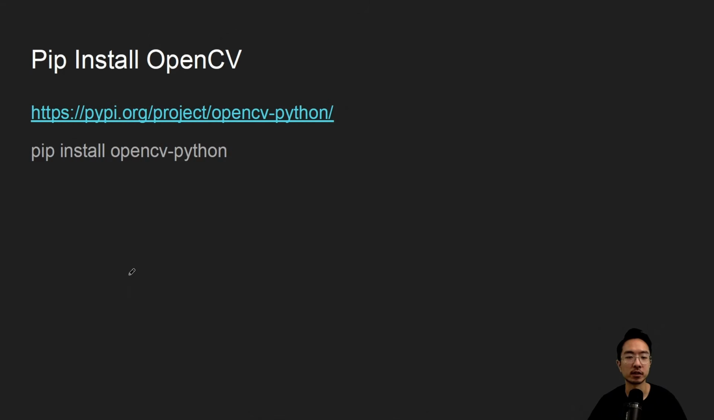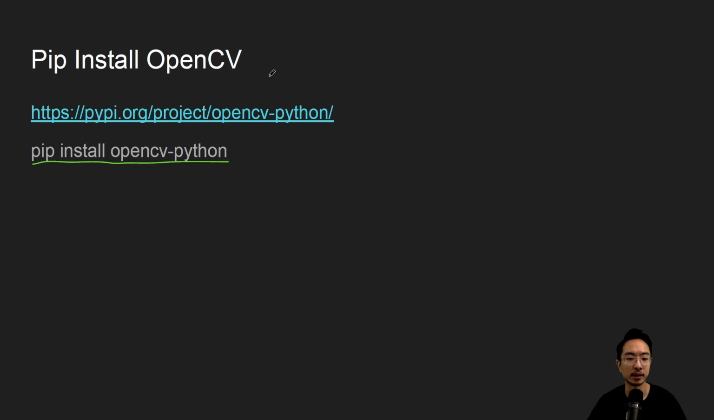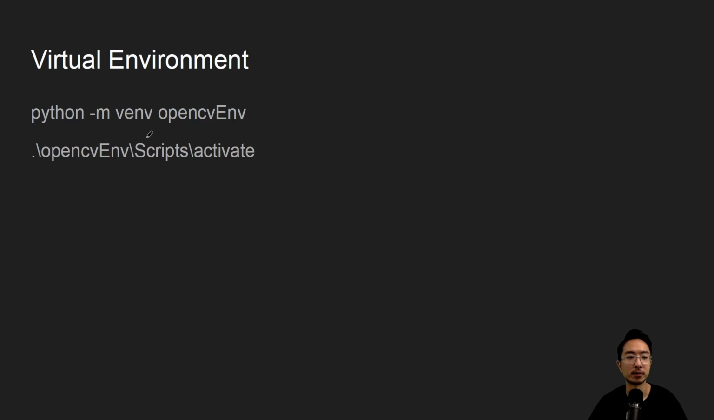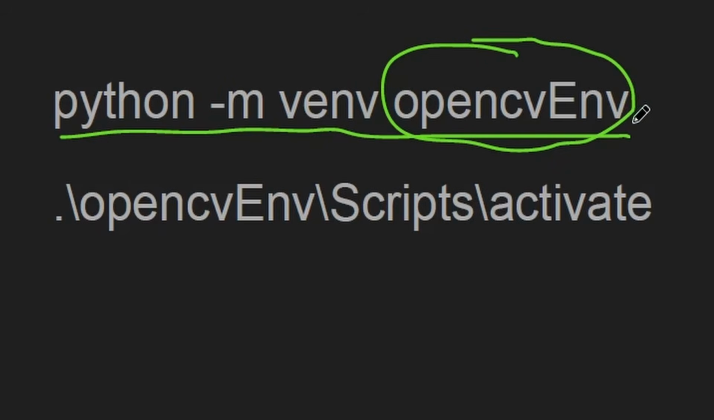Okay, so to install OpenCV, you would use this command right here, pip install opencv-python. And to find the command, you could Google search pip install OpenCV and you'll find this link here that will tell you the command that you need, okay? And to set up your virtual environment, you would run the first command right here, python -m venv, and then this is the name of your virtual environment. I just call it OpenCV-env. And then to activate it, you run this line of code right here to activate.